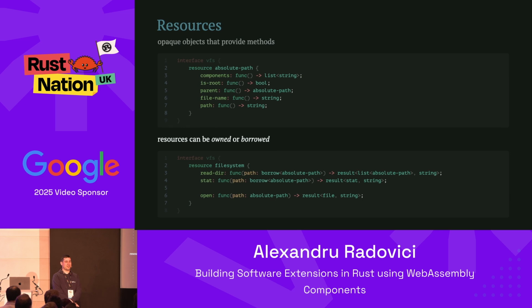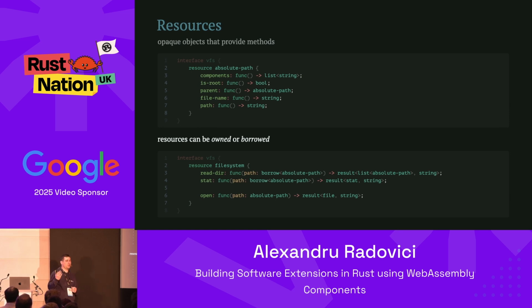Resources. Resources are objects with methods. So a resource is an object that lives somewhere, has this interface, but it has no fields. The fields are completely opaque. So an interface that defines functions is basically a trait with static methods. A resource becomes a trait with methods, with self. It can have a constructor. I didn't list the constructor here.